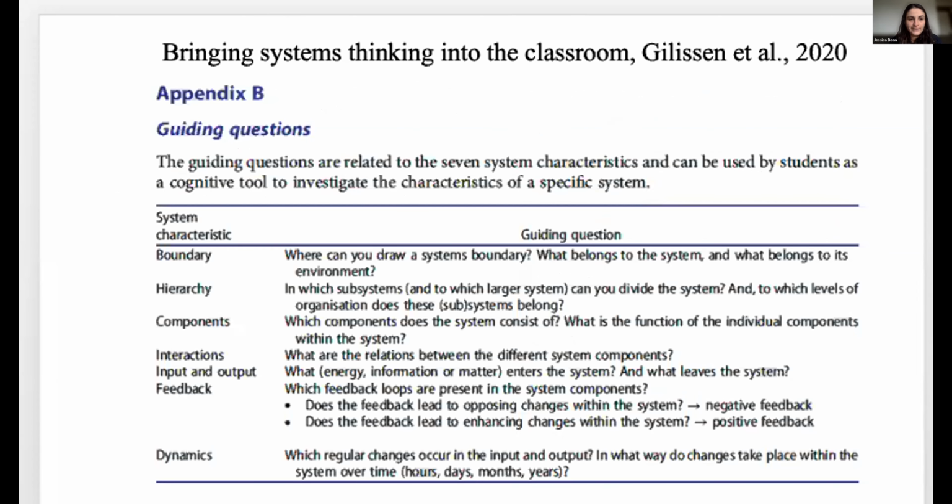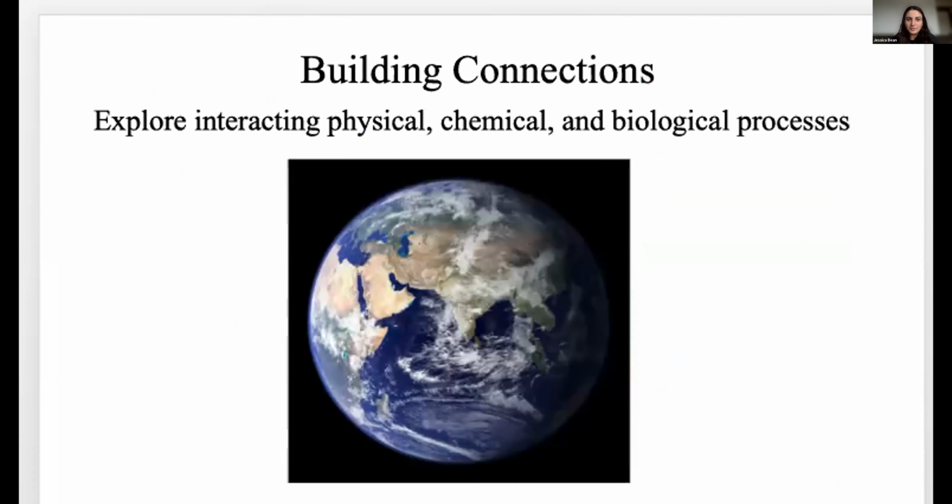Great question. So again, ultimately the goal though is that students and even adult learners can really think about building these connections and explore the world and think about it as this interaction between physical, chemical, and biological processes that shape what we experience and what we observe every day.